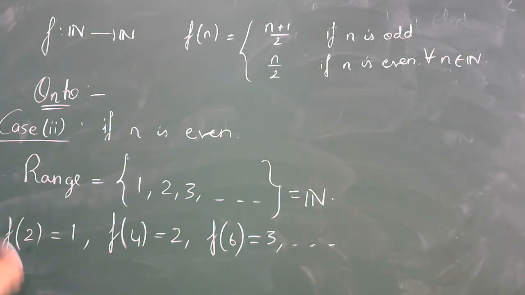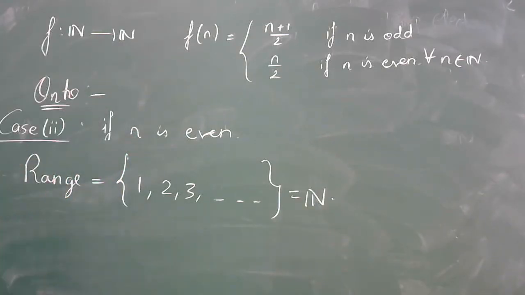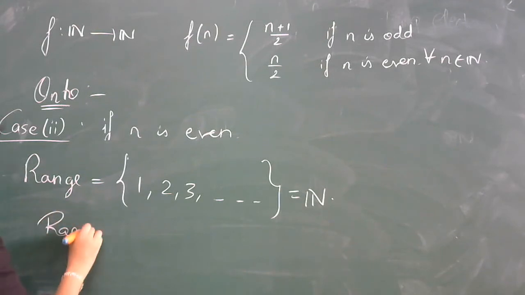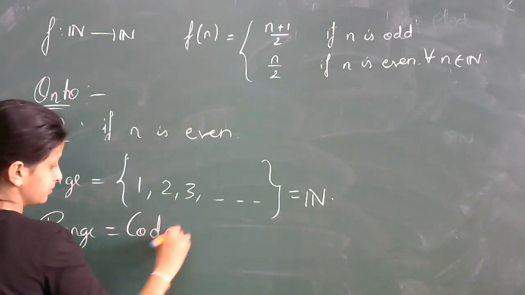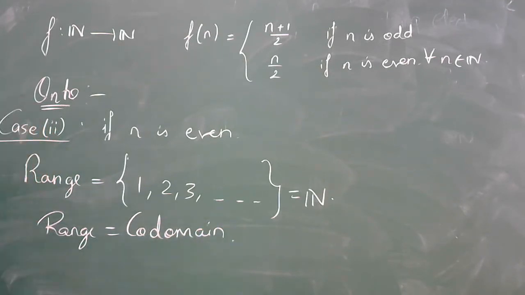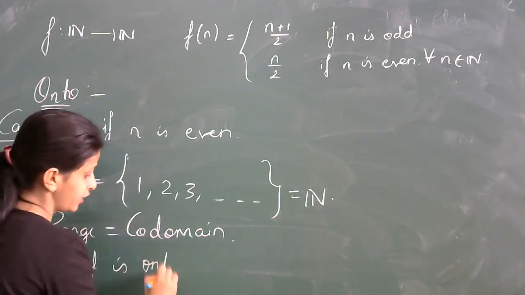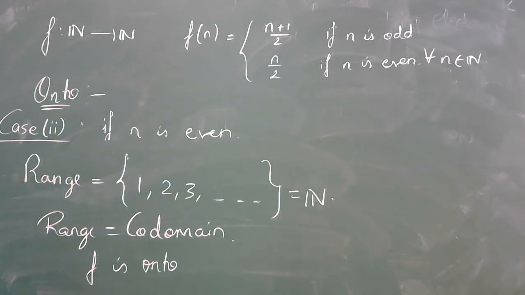And hence you can say that in this case also my range is equal to codomain, because my codomain is again the set of natural numbers, right? So hence you can say that range is equal to codomain. So in both the cases, when n is odd and also when n is even, you can see that range is equal to codomain, and hence you can conclude that the function f is an onto function.